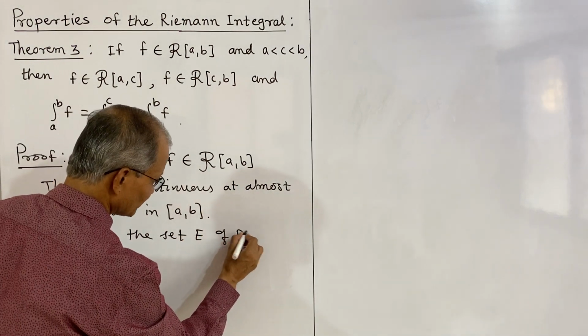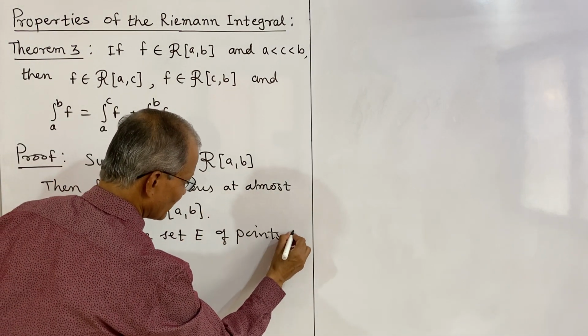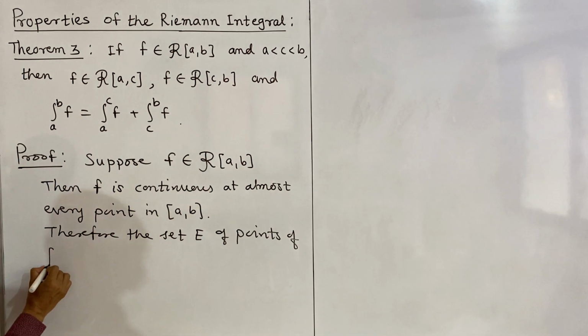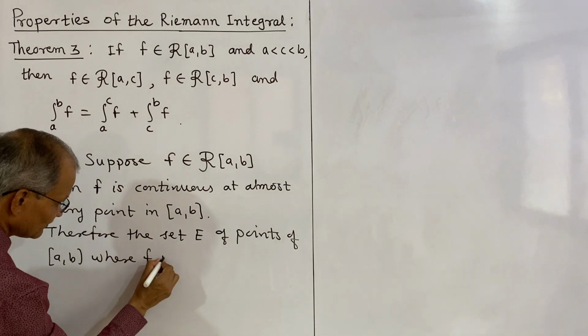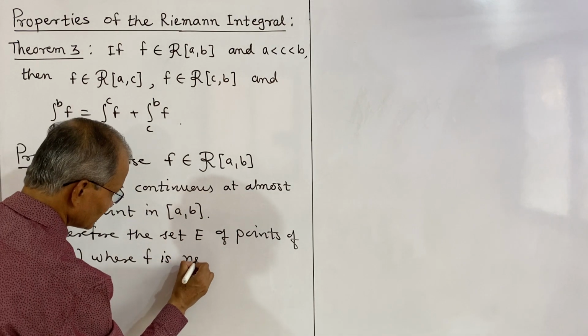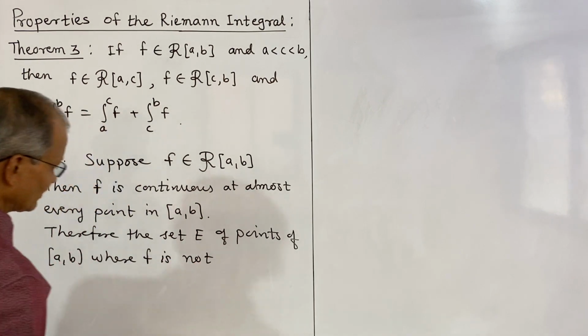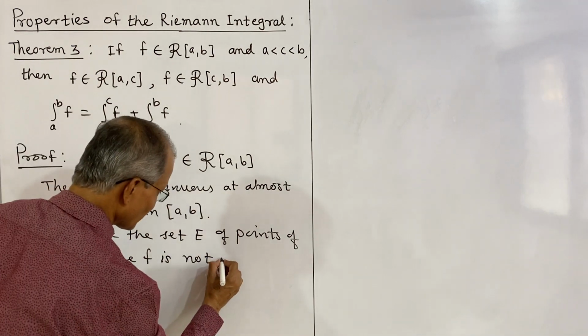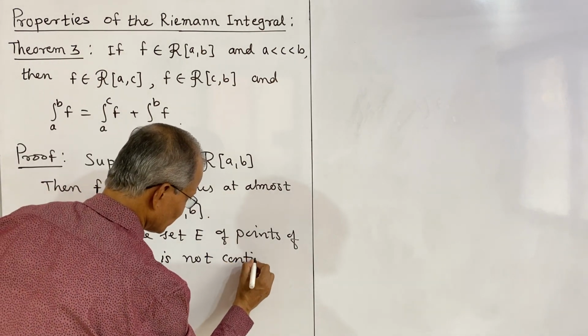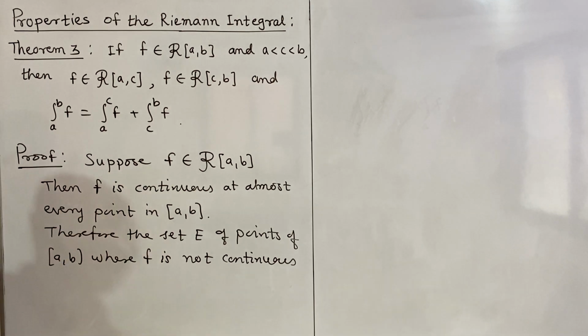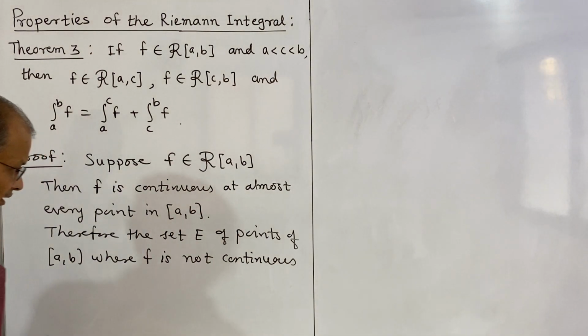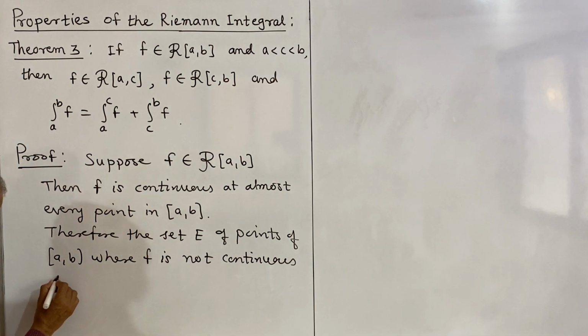and therefore the set E of points of the closed interval a b where f is not continuous is of measure 0. That is the meaning of the property holds almost everywhere. Where the property does not hold, the set is of measure 0. So, the set where f is not continuous is of measure 0.